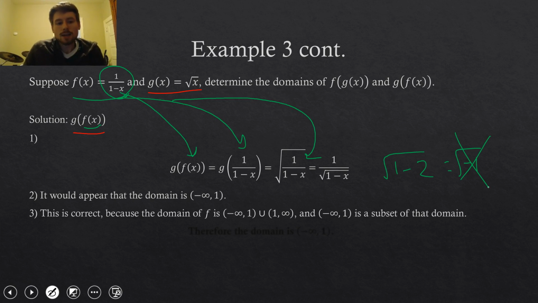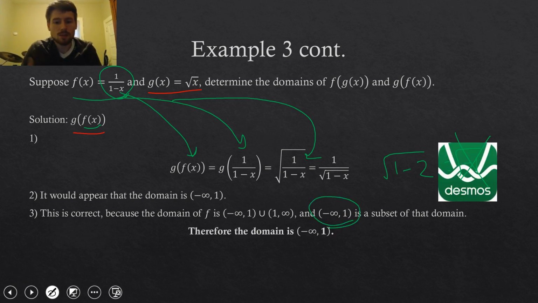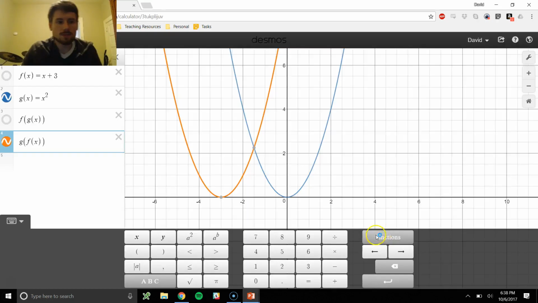And this would be correct because the domain of f is everything but 1, right? That's the only thing that's not allowed, because when you look at it, 1 over 1 minus x, plug in 1, you're dividing by 0. And so negative infinity to 1, not including 1, is just a subset. And so you're going to get this as your domain of the composition. Okay? Everything from negative infinity to 1, but not including 1. And let's look at that on a graph to see.